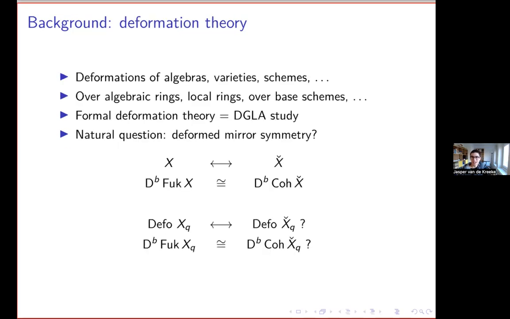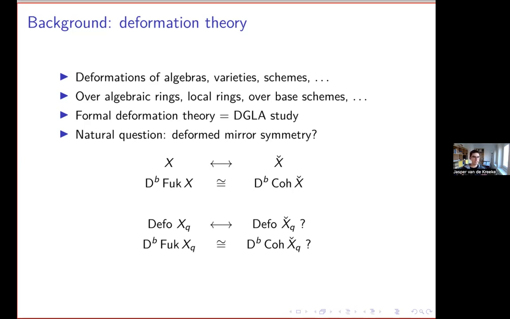Yeah, so if that is mirror symmetry, there's another component I want to bring into the story, which is deformation theory. What are deformations? You can do deformations of lots of objects: algebras, varieties, schemes. You can define them over algebraic rings, think polynomial rings, you can define deformations over local rings, and you can define them over a scheme instead of a ring.